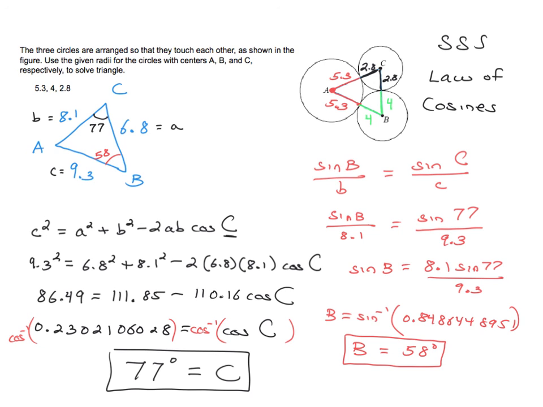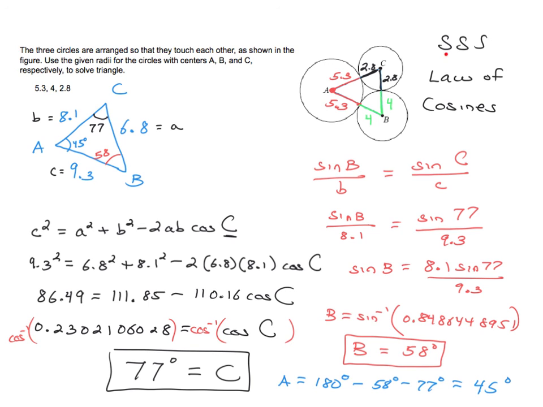If you want to figure out what angle A is equal to, it is equal to 180 degrees minus angle B, which is 58, minus angle C, which is 77. So 180 minus 58 minus 77 is 45. And that is this angle here.